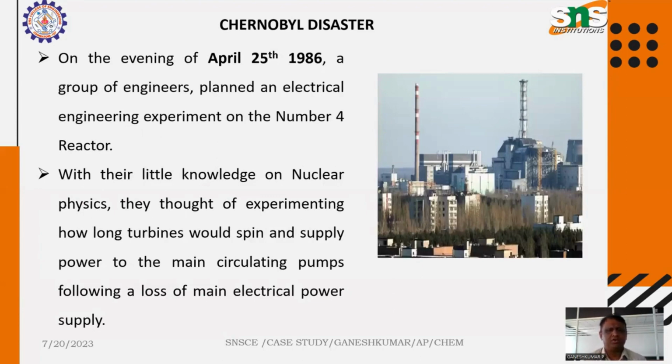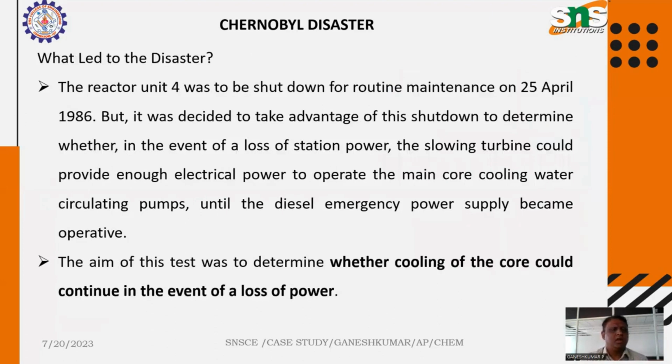On the evening of April 25, 1986, a group of engineers planned an electrical engineering experiment in the fourth reactor of this complex. With their little knowledge of nuclear physics, they thought of experimenting with how long the turbine would spin and supply power to the main circulating pumps, following a loss of the main electrical power supply. Then, how did this incident lead to this disaster? What led to this disaster?